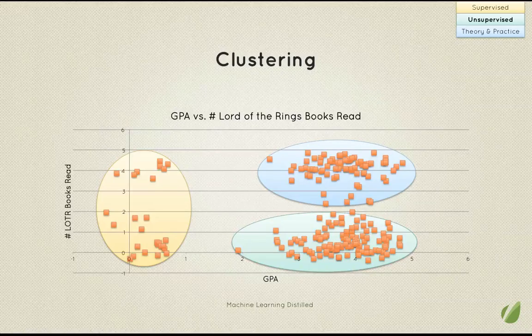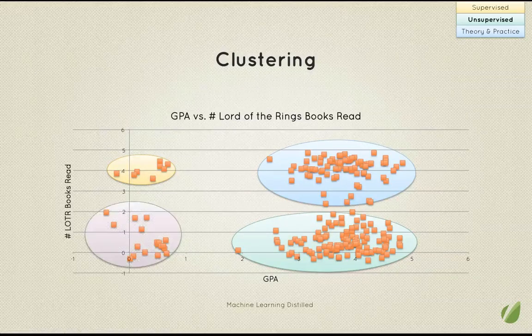But what if we had another cluster? How would we further subdivide this? Well, we might break that left group into 2 groups as well, into the high and low number of Lord of the Rings books read for low GPA individuals. So this is an example of how we can create clusters within a data set that organize similar instances together.